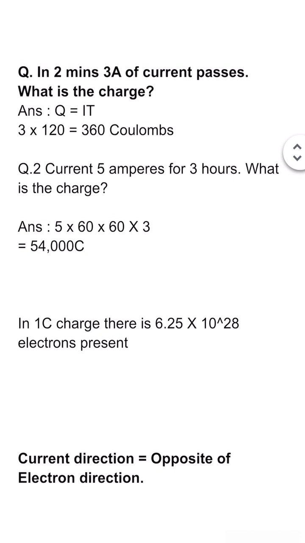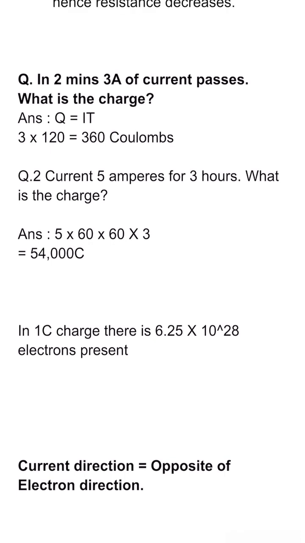Now, here's a question. In 2 minutes, 3 amperes of current passes. What is the charge? Answer: Q is equal to IT, 3 into 120 is 360 coulombs. Question number 2: current 5 amperes for 3 hours. What is the charge? We convert time into seconds. 3 hours is 3 into 60 into 60, into the current 5. Q is equal to IT, which is 54,000 coulombs.